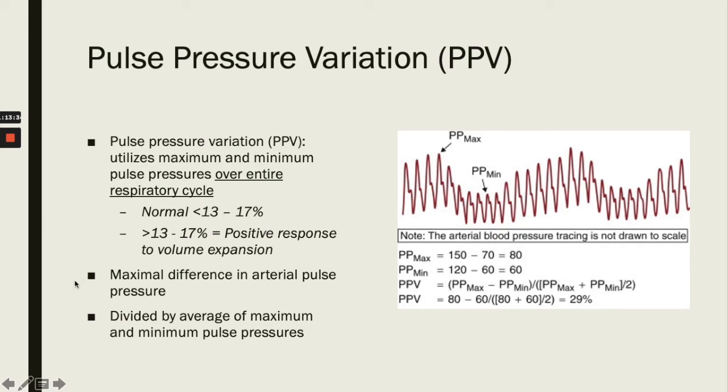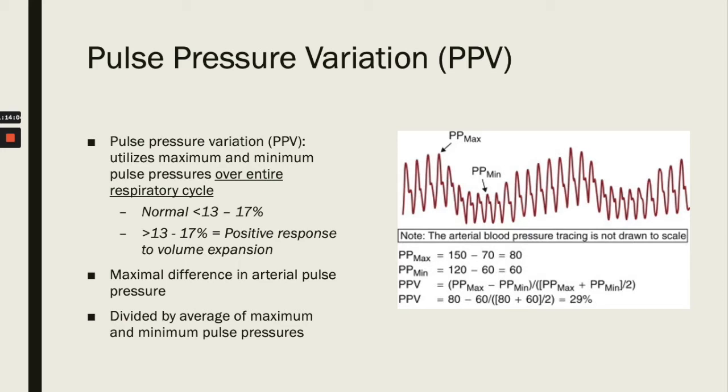It looks at the maximal difference in arterial pulse pressure, and it's divided by an average of maximum and minimal pulse pressures. But luckily, we don't necessarily have to do that because a lot of our machines can actually calculate a pulse pressure variation. But if you wanted to, you could print out an arterial line tracing over an entire breathing cycle, and you could calculate it yourself if you would like to.